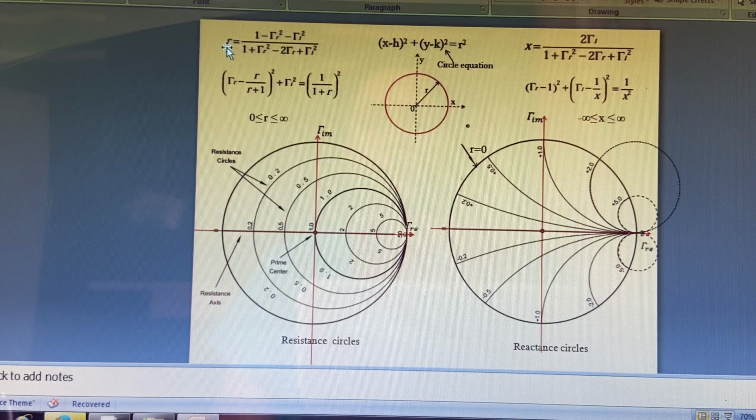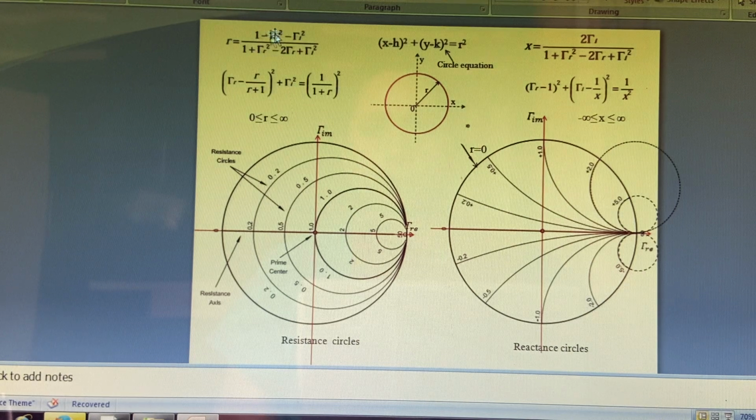Here, normalized resistance is related to the reflection coefficient through this equation. Similarly, the normalized reactance is related to the reflection coefficient through this equation. By rearranging the resistance equation and this reactance equation, we can show that resistance and reflection coefficients are related through a circle equation.